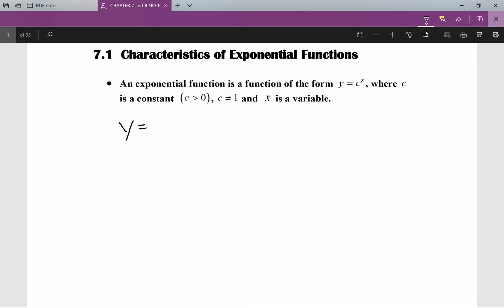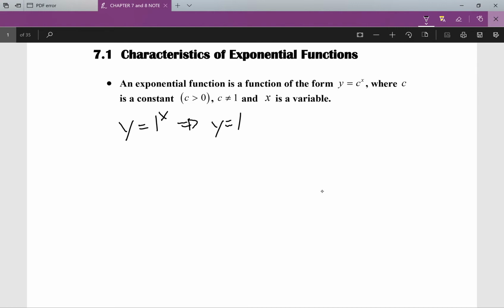This is for a couple of reasons. If I have y equals 1 to the power x, well, we know that no matter what the power is, 1 times 1 times 1 times 1 times 1, on and on and on, is just going to bring me back to y equals 1, which we consider to be a constant function.